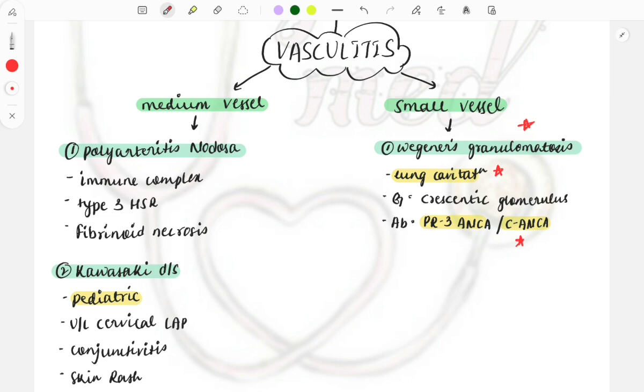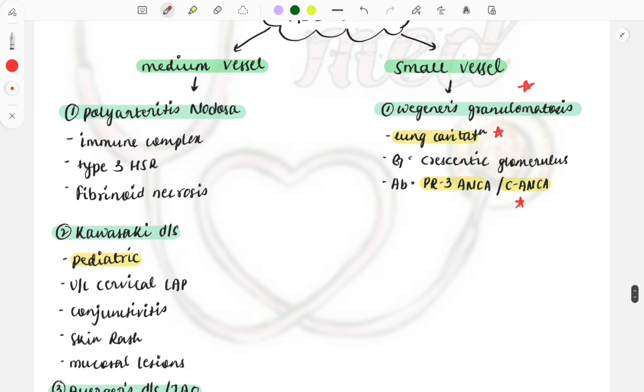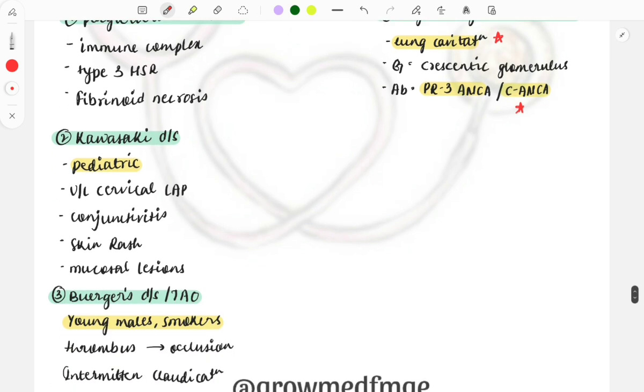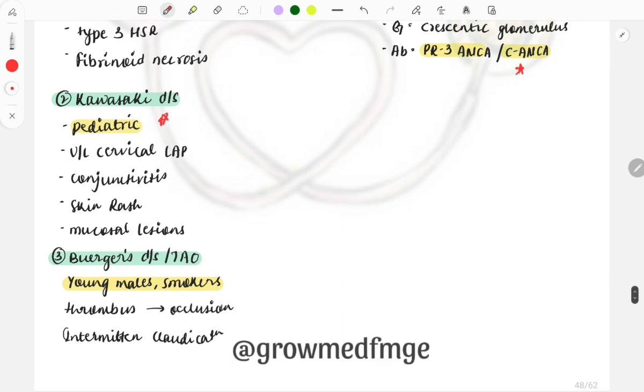Then polyarteritis nodosa, so it is immune complex mediated, a type 3 hypersensitivity reaction, and you can see fibrinoid necrosis in it. Then Kawasaki's disease, so in a pediatric patient, most commonly seen are unilateral cervical lymphadenopathy, conjunctivitis, skin rash and mucosal lesions. The finding described with this is a strawberry tongue, described as a mucosal lesion. So this is an important finding seen in Kawasaki's disease.